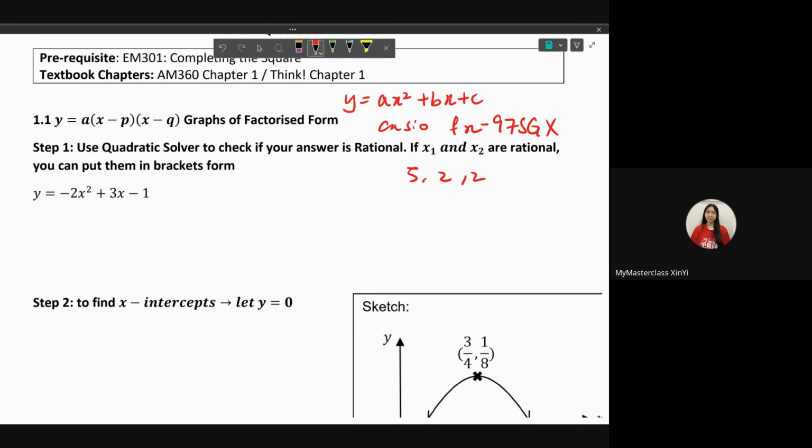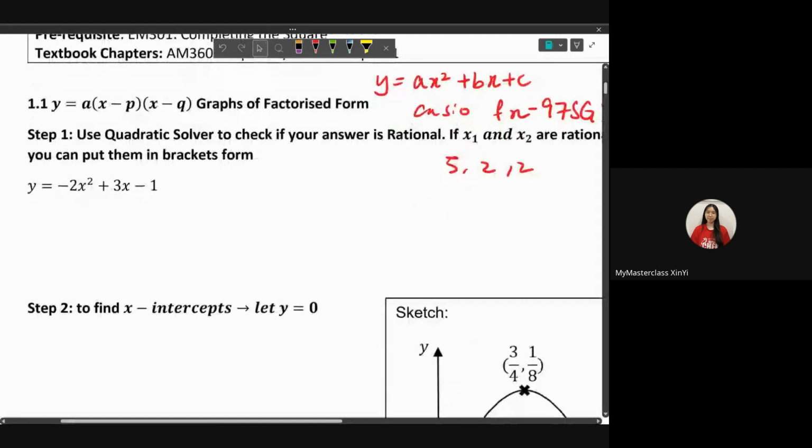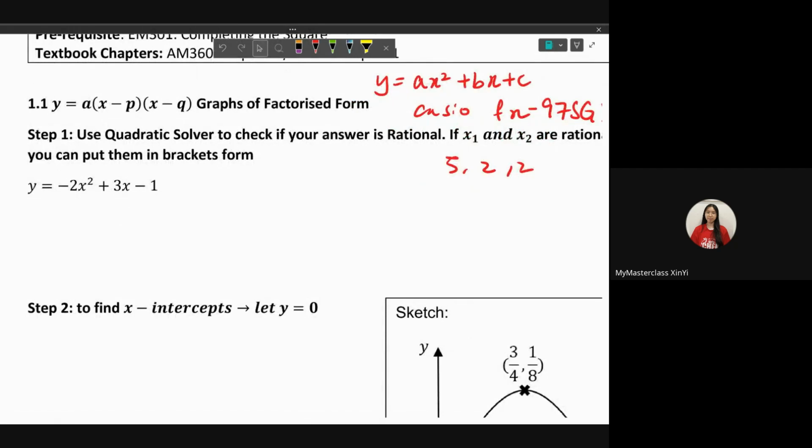Then you will see something like 0x squared plus 0x plus 0. So you can just key in each of your coefficients here, and then you will get your values of x. In this example, you're going to key in -2, 3, and -1. Then you will get this in the calculator: x1 equals 1 and x2 equals half.